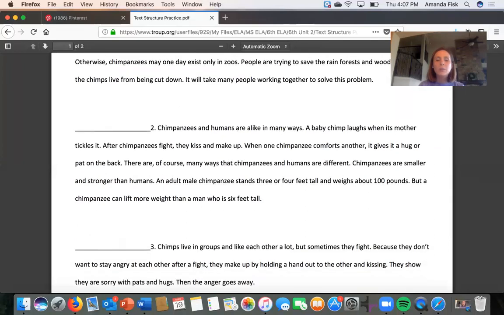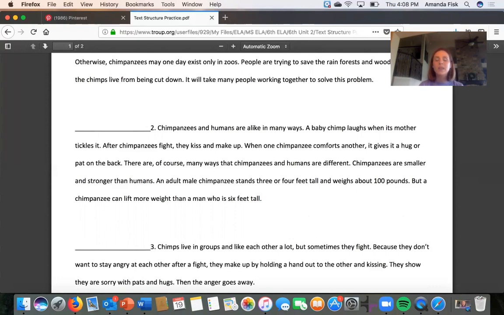The other one, number 2, let's try this one. Chimpanzees and humans are alike in many ways. Alike is one of our clue words. So if I'm seeing the word alike, I know that they're trying to tell me how something is the same. A baby chimp laughs when its mother tickles it. After chimpanzees fight, they kiss and they make up. When one chimpanzee comforts another, it gives a hug or a pat on the back. There are, of course, many ways that chimpanzees and humans are different. Different is one of those clue words here. So I'm seeing how something is the same and how it is different.